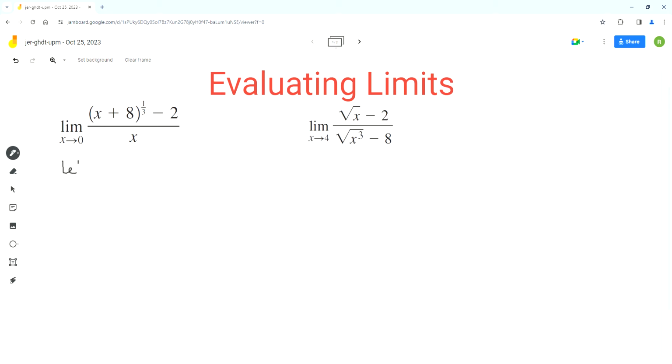Let u equals (x plus 8) in parentheses and then exponent 1 over 3. Now we'll have to do the substitution for all x terms in this fraction. So we'll also have to do the substitution for the x in the denominator. So we'll have to isolate x from this u equation, and for that we'll have to cube both sides.